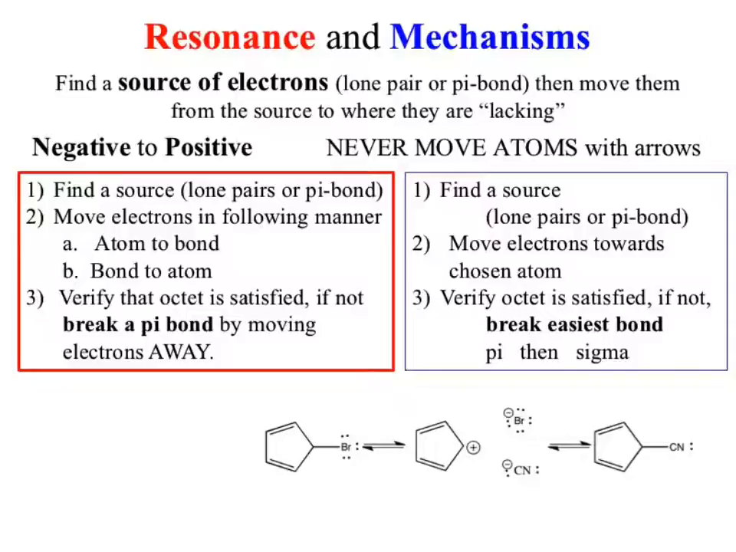Mechanism. We did this already. We find a source. So let's take a look at the structure drawn on the left. Where do we have a source of electrons? On the bromine. So we could try and move those electrons inwards. Okay. What ends up happening? Carbon would exceed the octet. We'd have to move the electrons right back. So we can't move the electrons on the bromine. What else could we do?